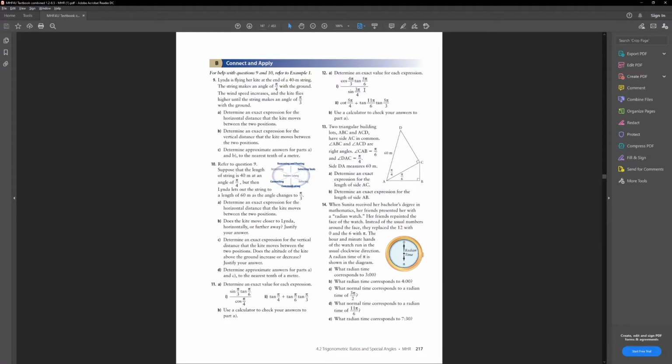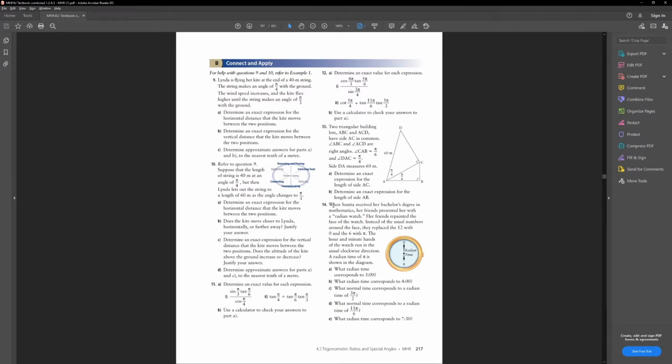I've also assigned question 14, which is this one. When this girl receives her bachelor's degree in mathematics, her friends present her with a radian watch. Her friends repainted the face of the watch. Instead of the usual numbers around the face, they replaced the 12 with 0 and the 6 with pi. And the hour and minute hands of the watch run in the usual clockwise direction. A radian time of pi is shown in the diagram.